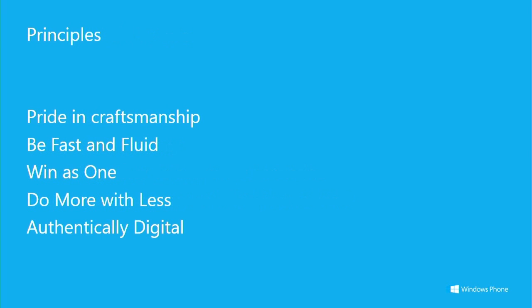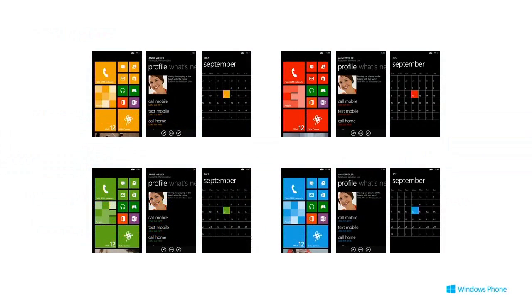So that's the summary of those design principles. Keep those in mind when you're creating your Windows Phone applications. The result is what you see here, the Windows Phone style: great use of bold block colors, a clear, uncluttered display, and clear communication. That's the important thing: clear communication of the information the user needs.